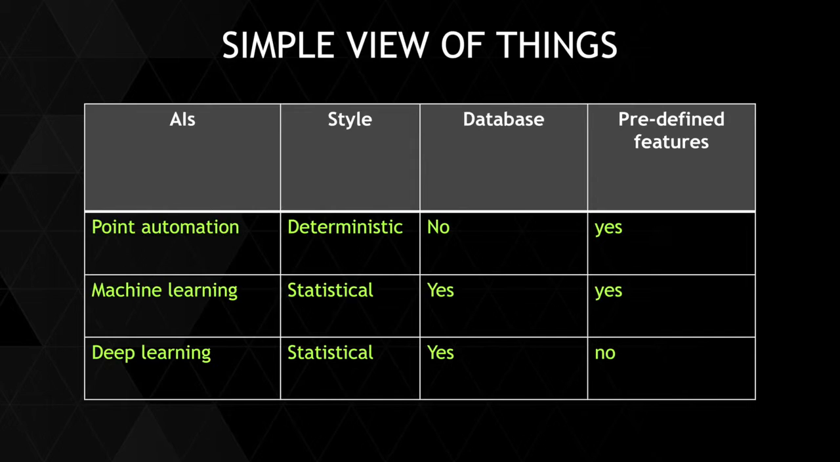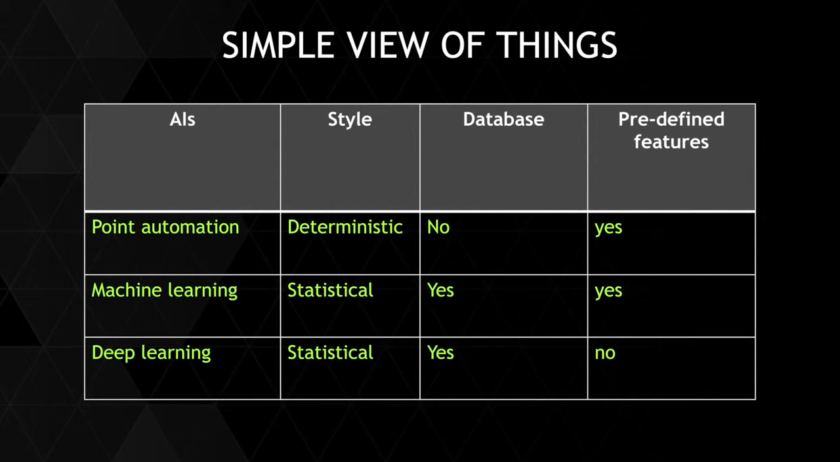With a grand engineering fashion, we always make tables to describe things. So here I have a very simplified table where you can see that for the regular way is just point observation, and it's deterministic. There's no database involved, and there is defined features.